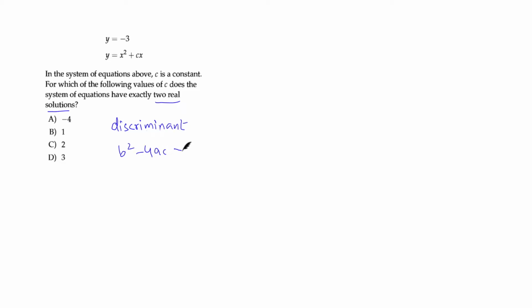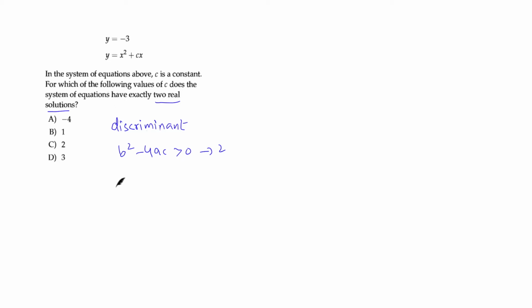When it is greater than 0, we have two real solutions. When it is equal to 0, we have one solution, and when it is less than 0, we have no real solution at all. So let's first rearrange our equation into the form ax square plus bx plus c, and then apply b square minus 4ac.